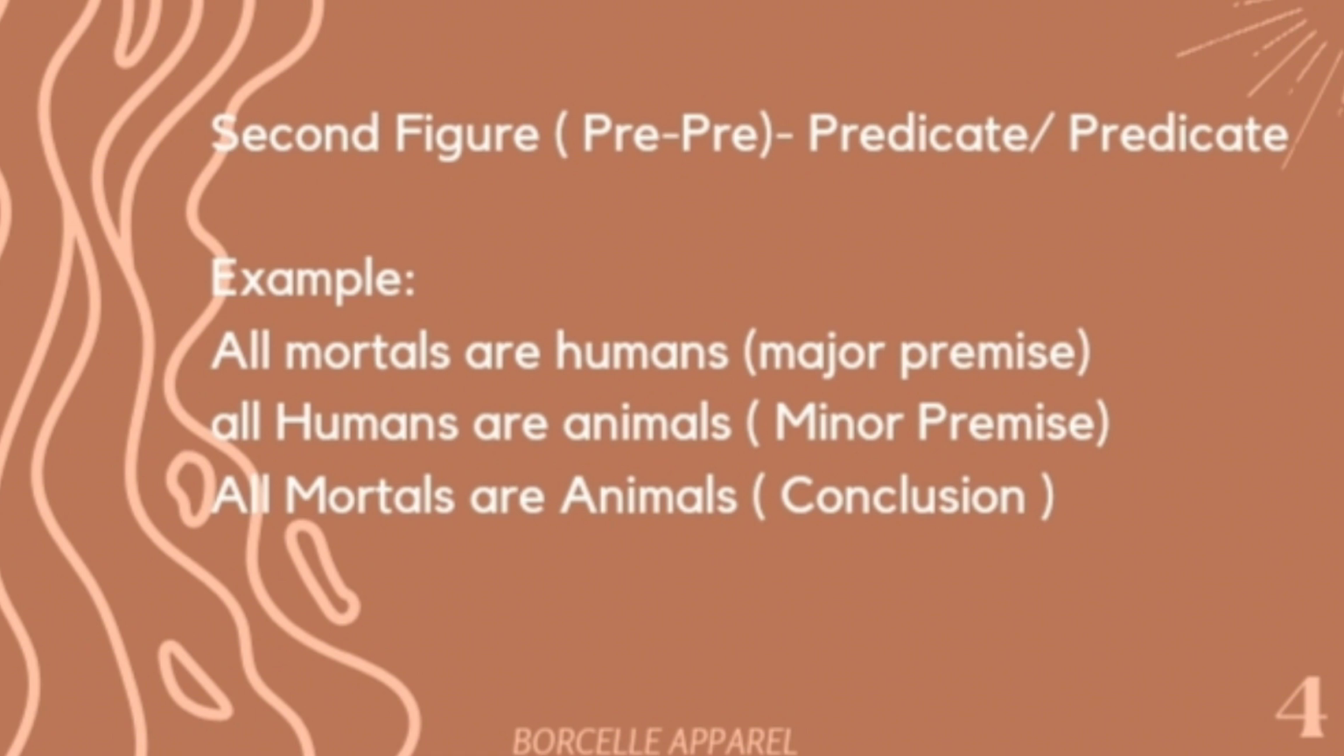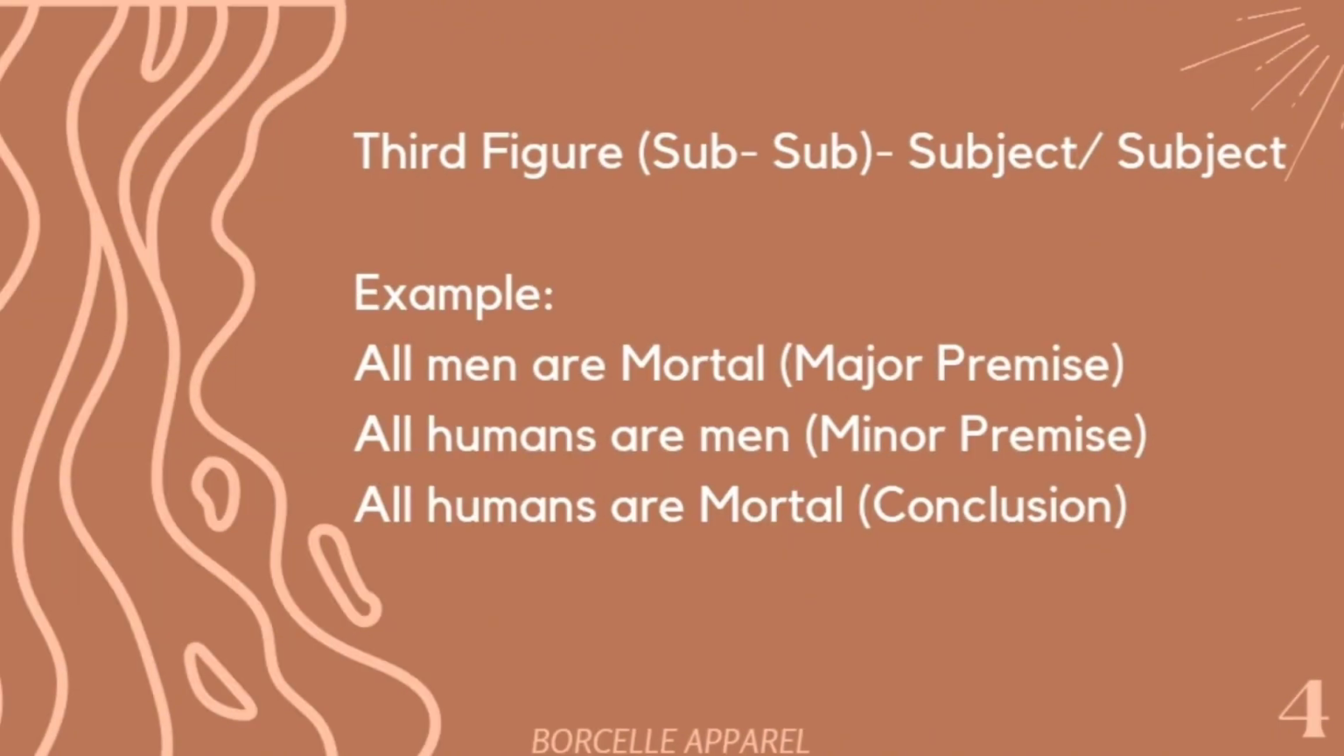In this figure, both premises make statements about the predicate or characteristics of a group. And the conclusion relates the characteristics of one group to another. So, now we go to the third figure, which is the subject and subject. In the major premise, the middle term is the subject in both the major and minor premise. For example, all men are mortal.